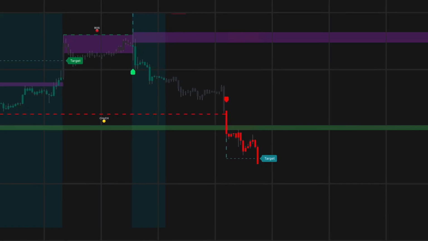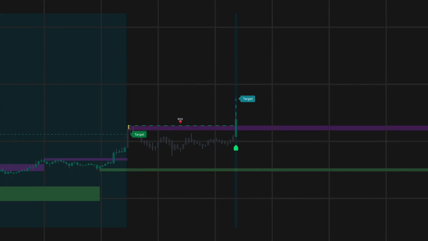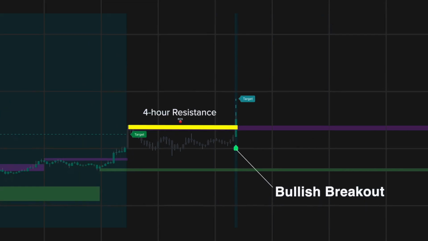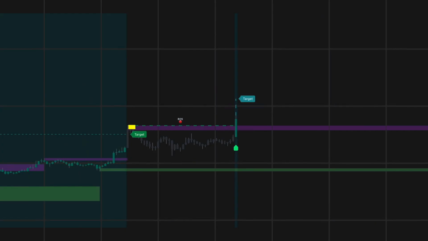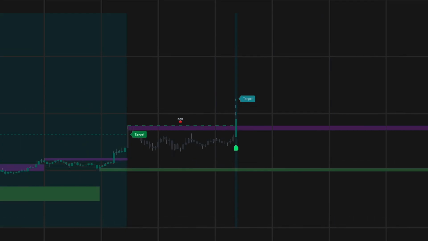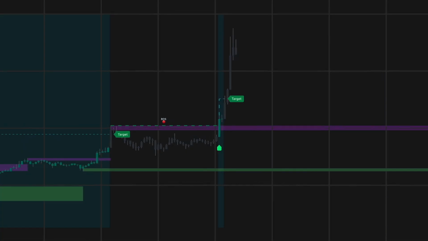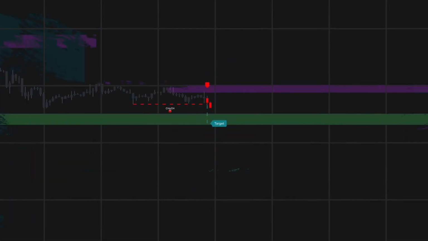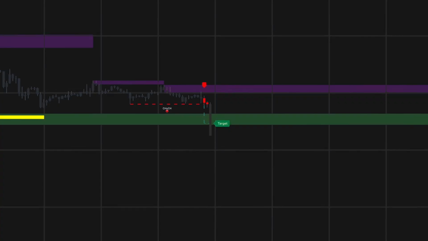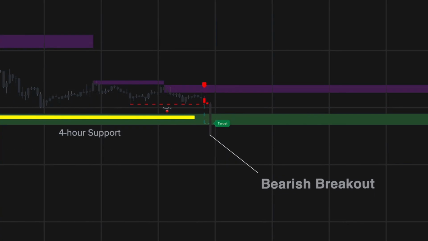Let's look at a practical example of how this indicator can be used in trading. One of the simplest ways of using volume-based support and resistance is looking for a breakout. When 4-hour resistance gets broken to the upside with a strong bullish candlestick, this indicates a dominance of buyers in the market. The chances the market will continue its bullish rally are very high at this point. The same is true when price drops below 4-hour support for the first time with a strong bearish candlestick.